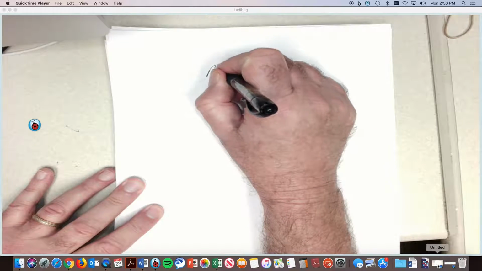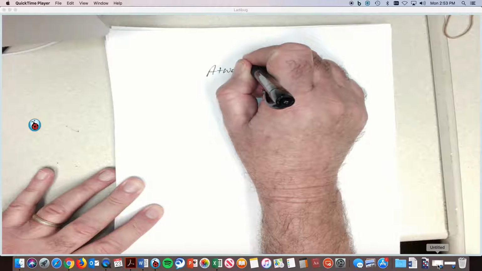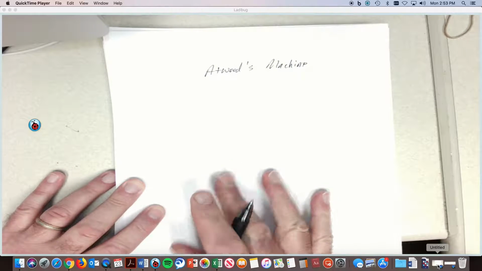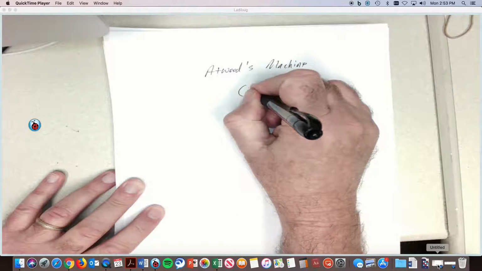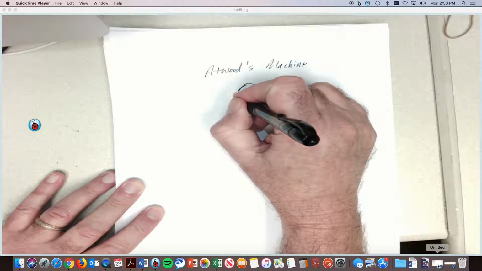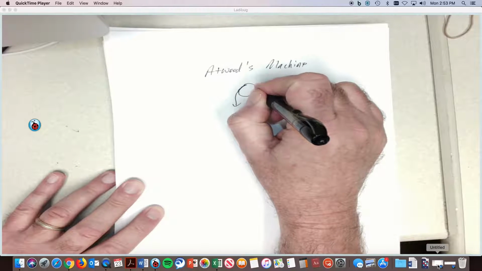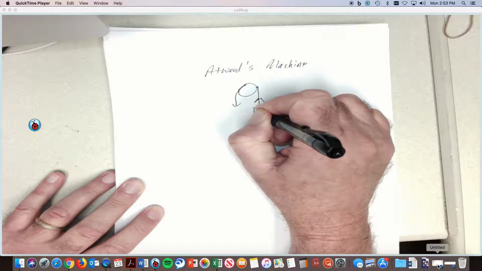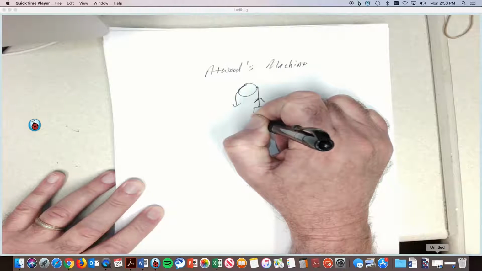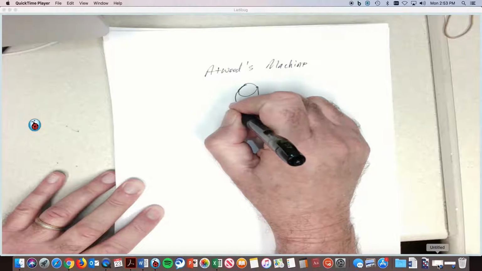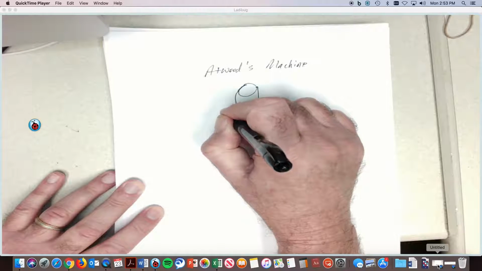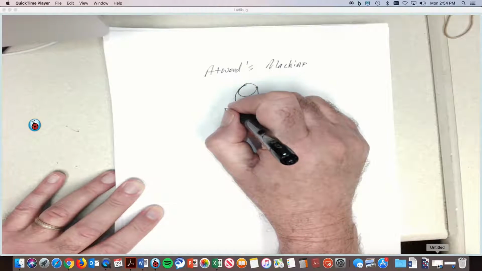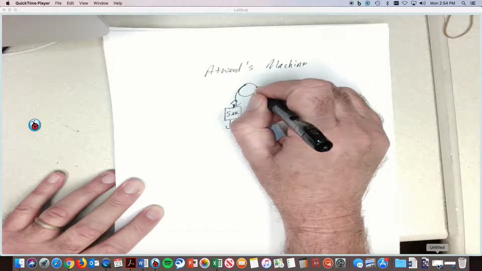We're going to look at our two blocks here again, but this is called the Atwood's machine. This is a classic, where you've got a frictionless pulley here. You've got a tension going up here. You've got an 8 kilogram block here, and it's being pulled this way. You've got an acceleration going down this way, and you've got a 5 kilogram block over here. And it's got a tension up here.